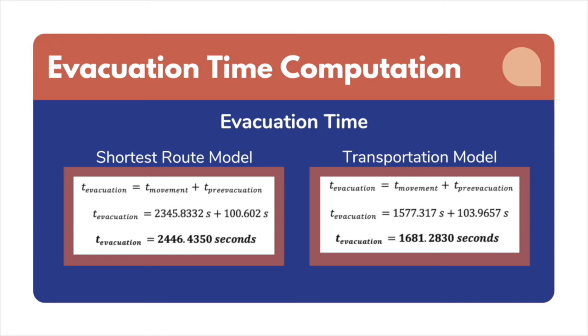1,681.2830 seconds. As mentioned earlier, the computations shown in this presentation for both models are the ones that took the longest time as base from the computation. So it is exit 69 for the shortest route and exit 58 for the transportation model. Also, as observed from the evacuation times acquired, the evacuation time obtained from the shortest route model took longer as compared to the one from the transportation model. Therefore, the researchers utilized the evacuation time from the transportation model, where both the distance and capacity are considered.